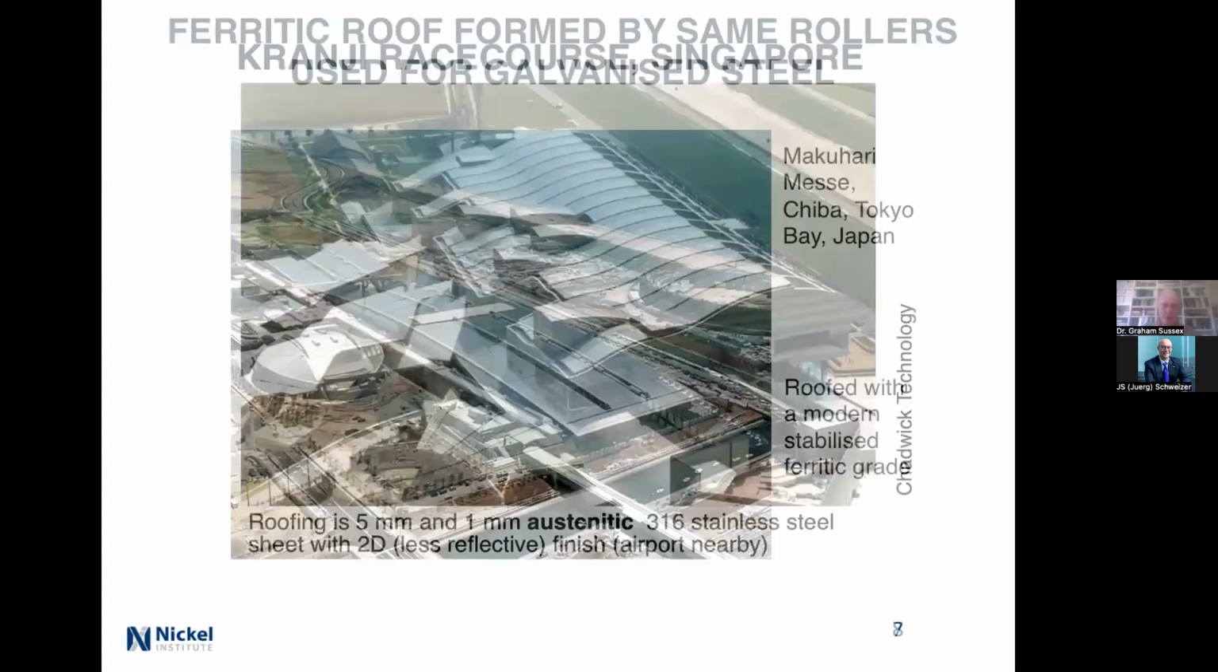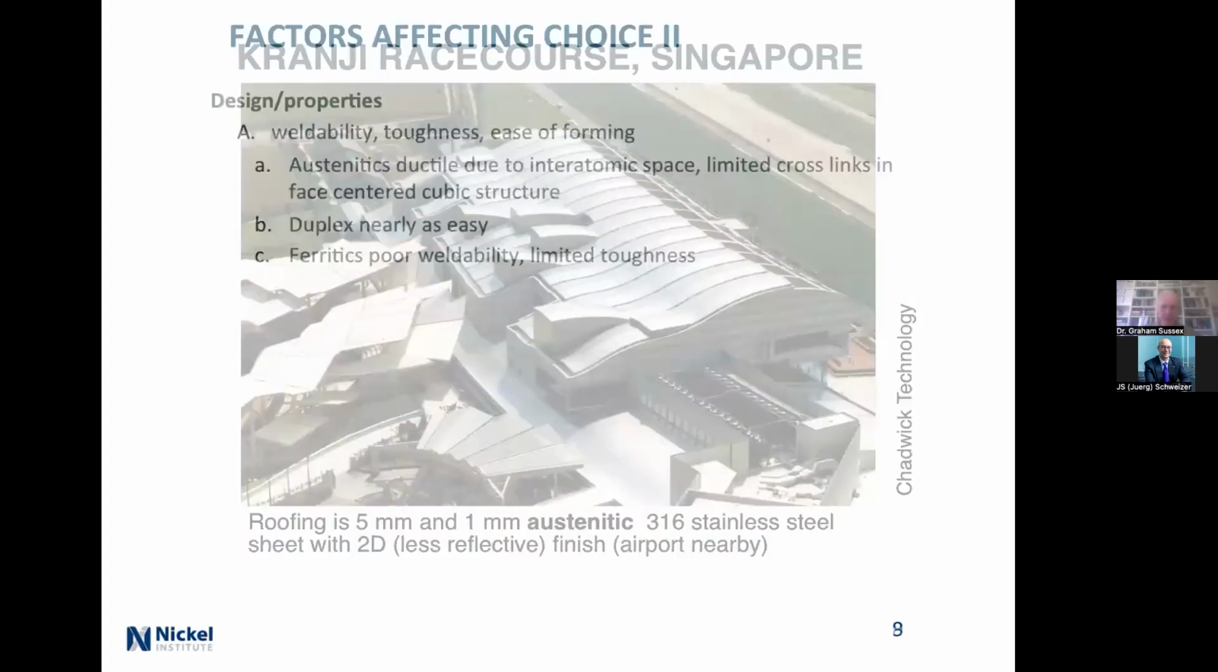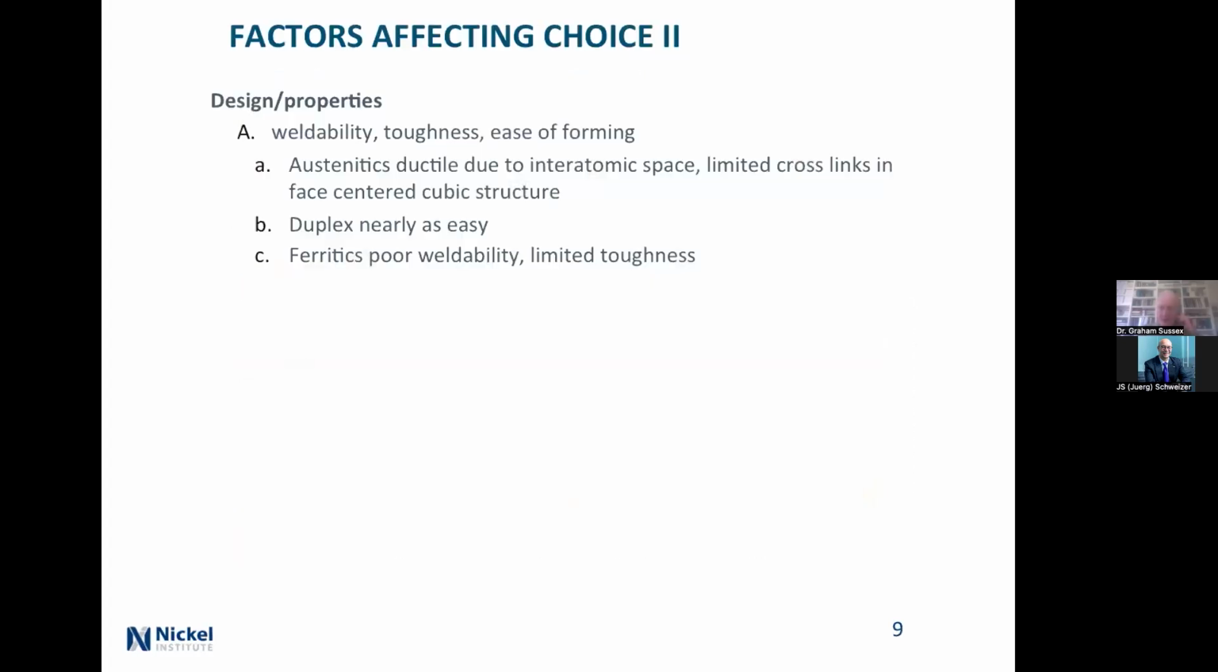In contrast, this is the racecourse, which is just about to be stopped. It's really near Singapore Airport, so there's deliberately 316 with this 2D finish, a bit less reflective, and 5 millimeters thick. Mainly 5 millimeters, but there's also 1 millimeter thickness as well. So the second thing is availability.